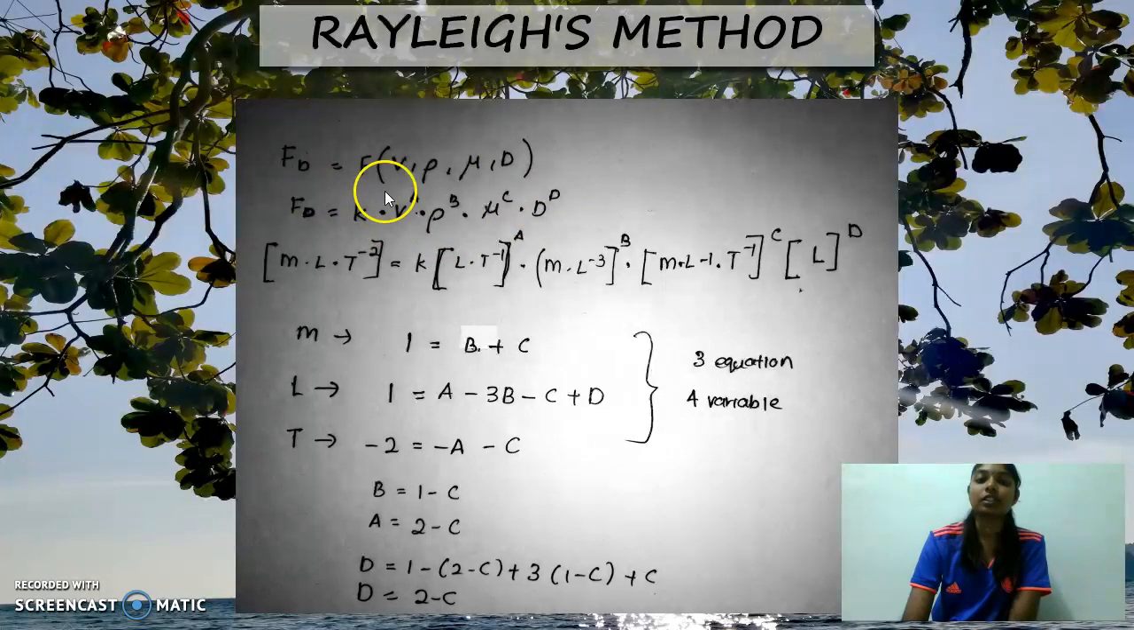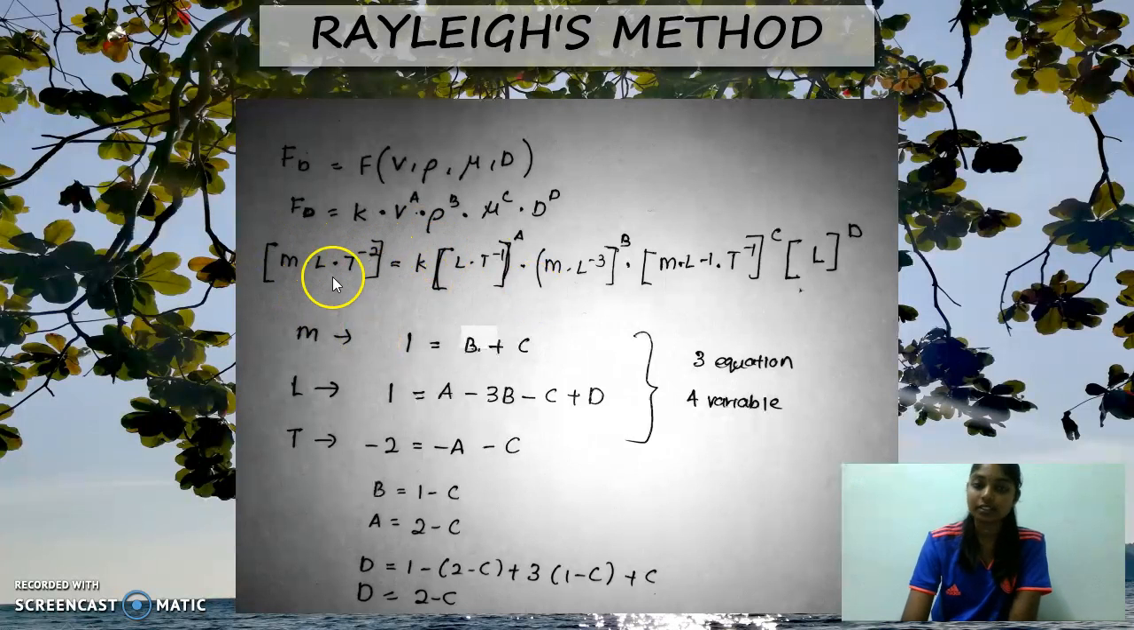Next we will substitute the previous equation into the dimensions: Fd equals m times L times t negative 2, velocity is L times t negative 1, rho is m times L negative 3, mu is m times L negative 1 times t negative 1, and distance is L. Now we can equate left and right. For m, the power is 1, so it is 1.